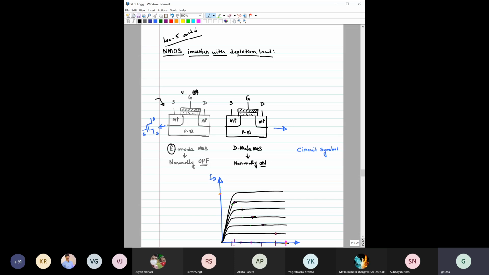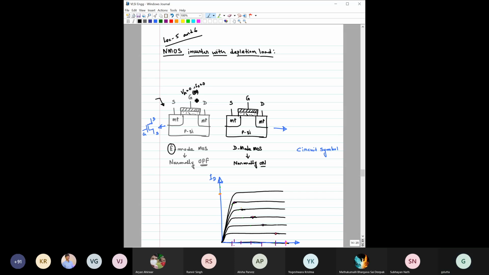Let me say that when you have applied Vg equal to 0, then there is no channel, because the source and drain are N type and this is P type. So no current can flow from source to drain. Channel does not exist here. So this transistor is off. So when Vg is equal to 0, ID is equal to 0.